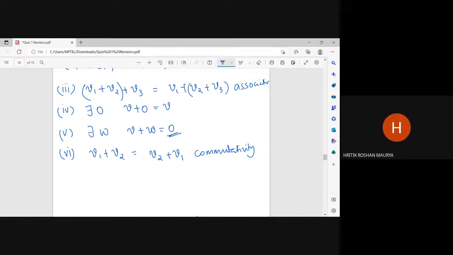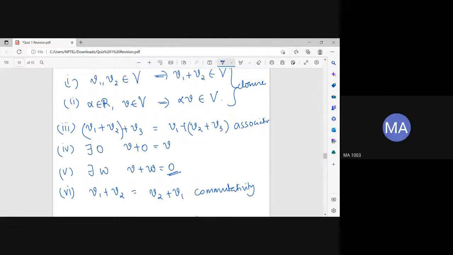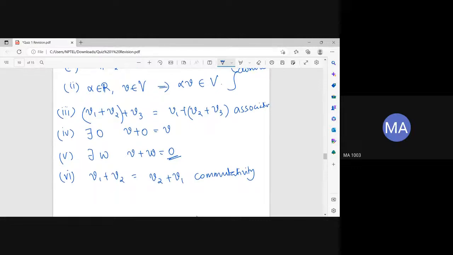Ma'am, why is associativity important? We have not got any question where an equation fails associativity. That's because most of our examples are in R3 and all that, so there it all follows. Means a commutative check is enough to say that associativity will follow or not? No. There is no relation between commutativity and associativity. In associativity, you're not changing the order of the vectors. You're just adding them in different ways.